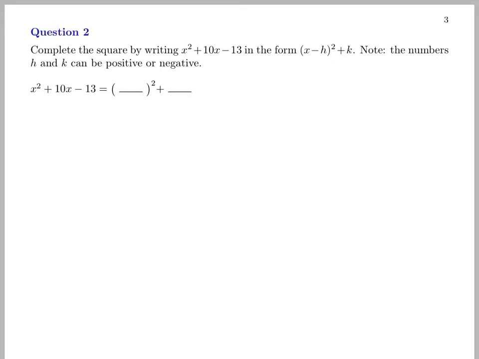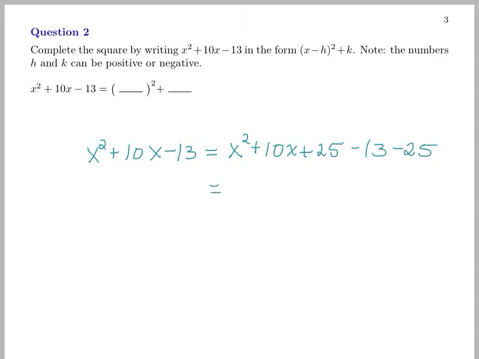Question 2 is also complete the square, so I'm starting with x squared plus 10x minus 13, and I'm going to rewrite that as x squared plus 10x minus 13, but I'm going to add half of 10, which is 5, squared, and then I'm going to subtract. Alright, so now again this factors into x plus 5 squared, and minus 13 minus 25 is minus 38.